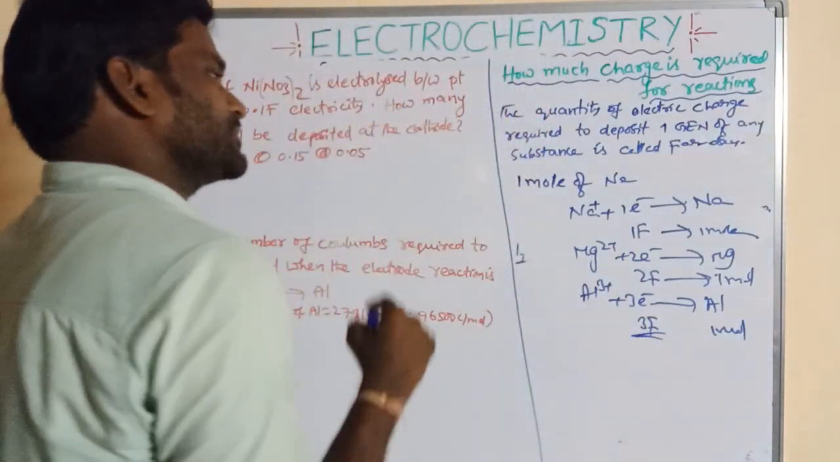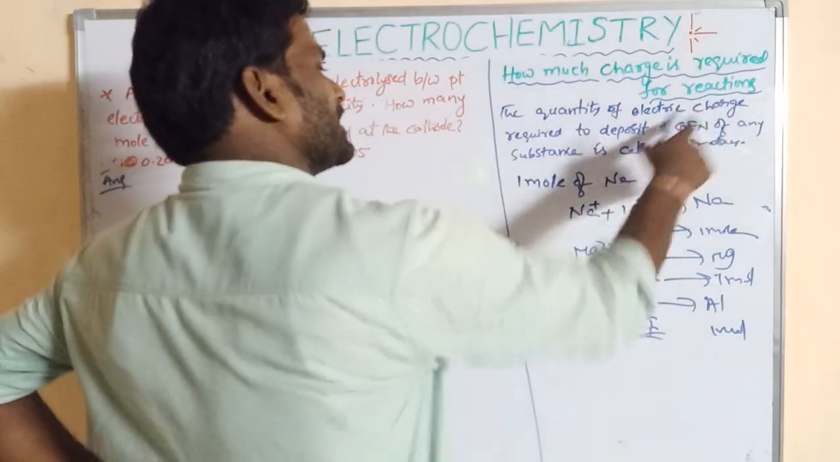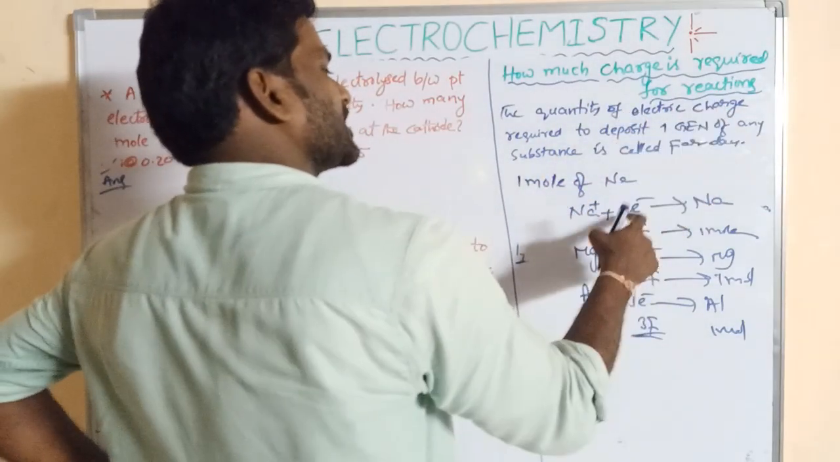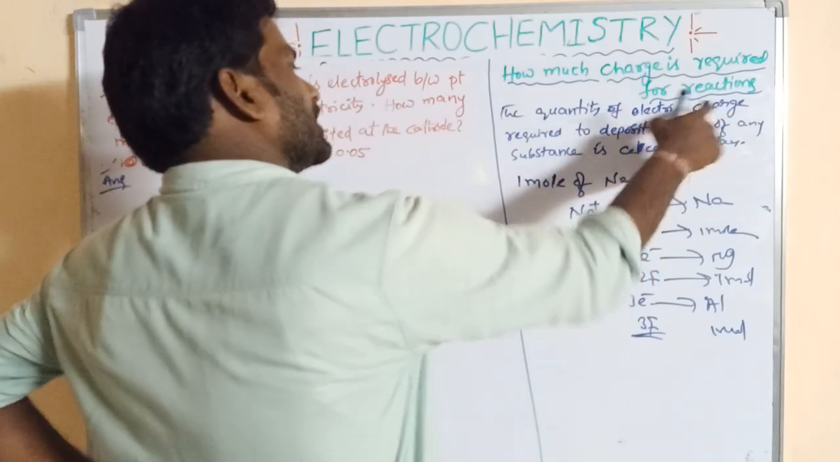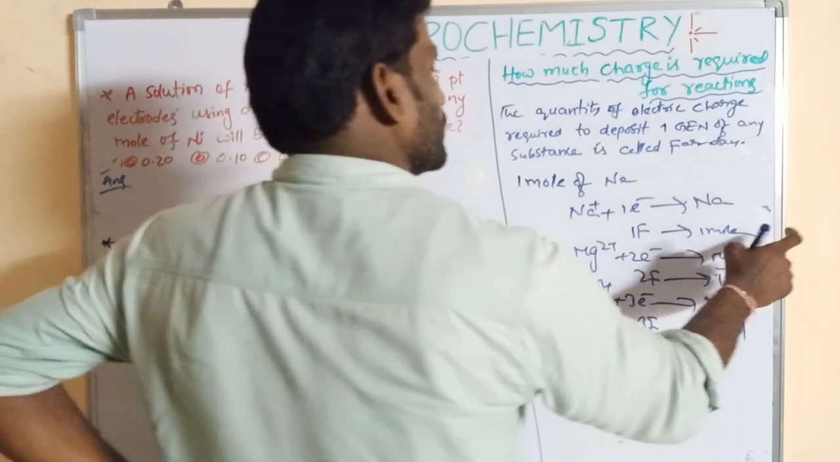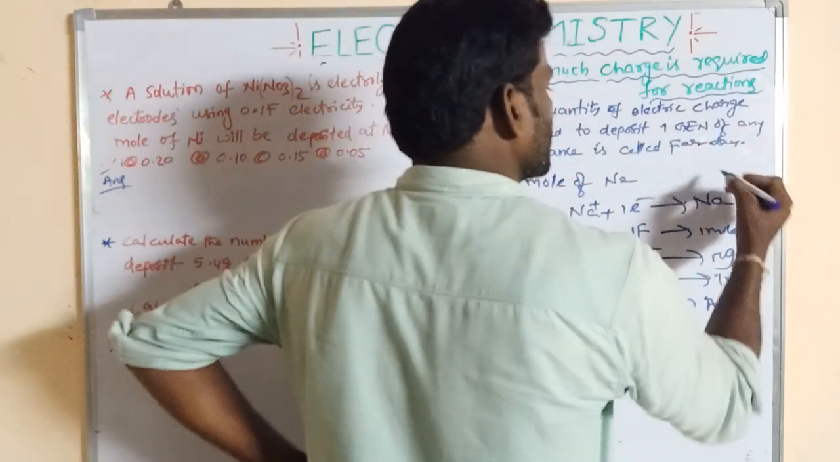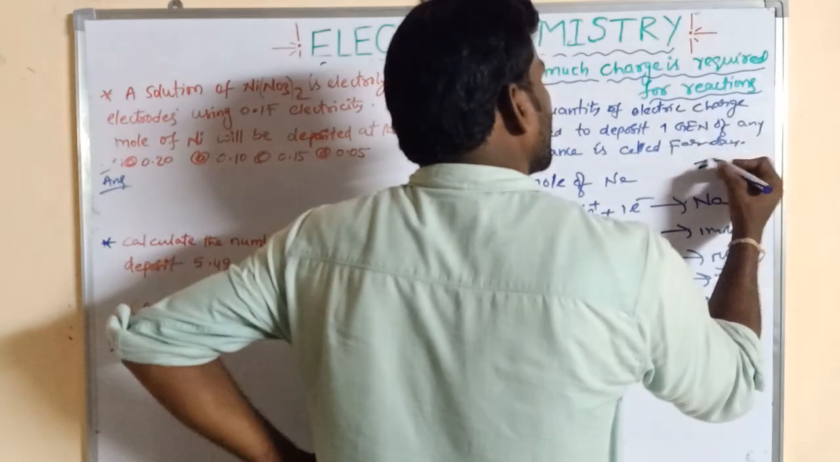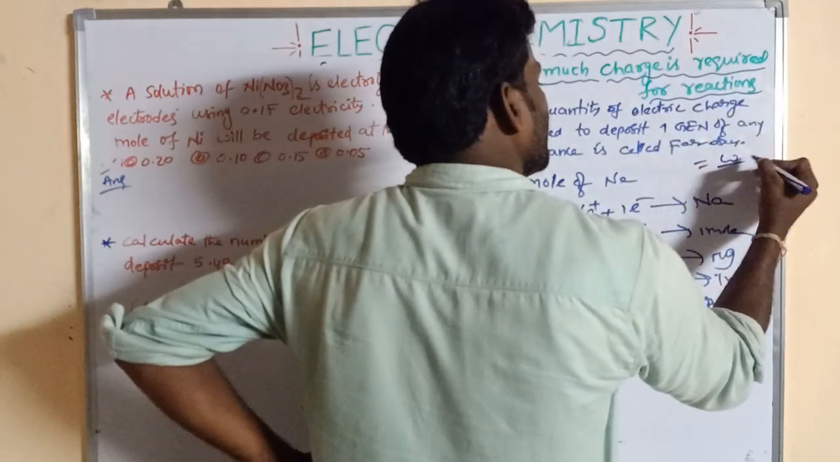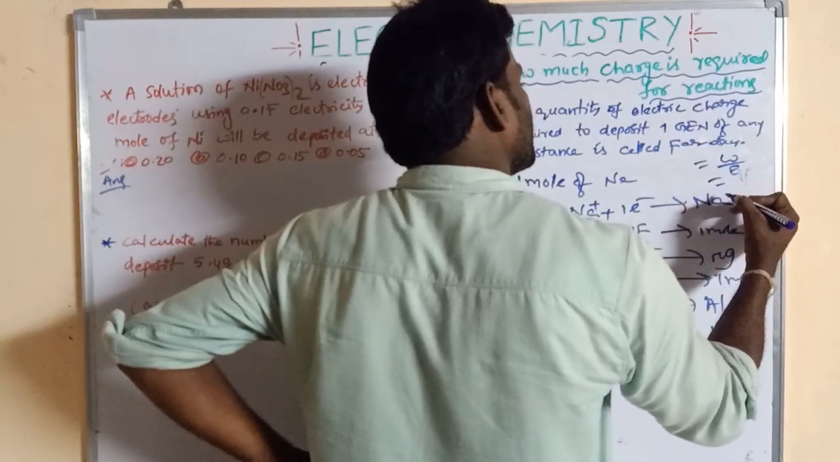So this is the quantity of electrical charge. The charge of 1 electron, like 1 Faraday, is required for 1 gram equivalent of a substance. What is the gram equivalent? Weight by equivalent weight.